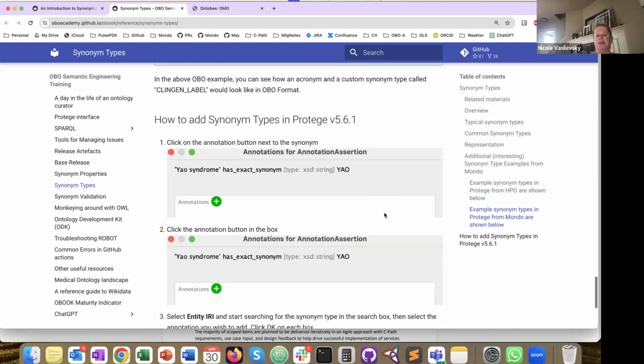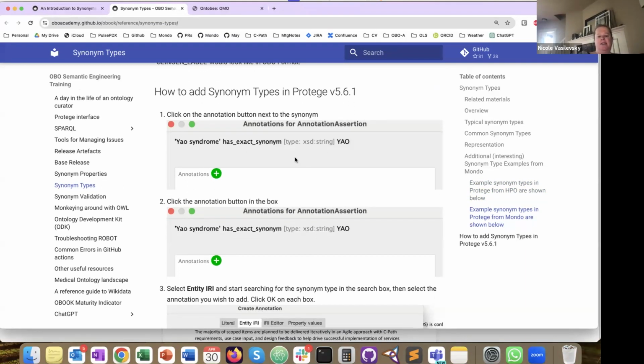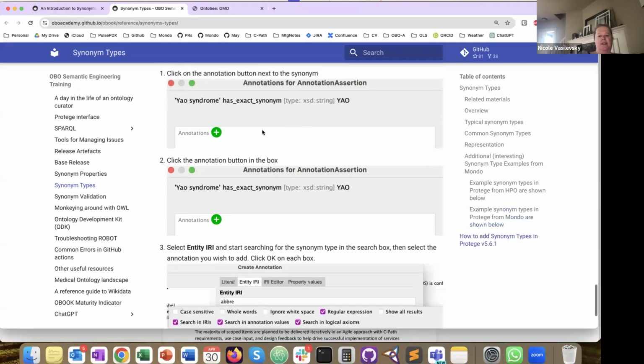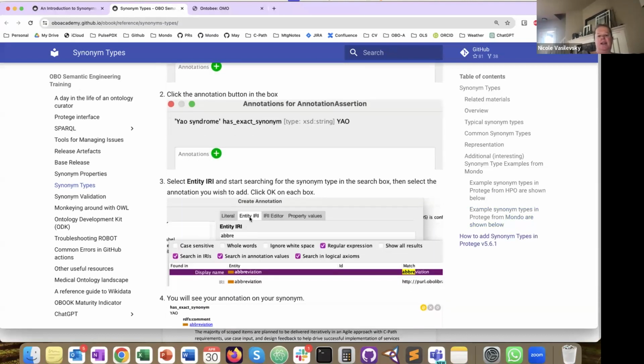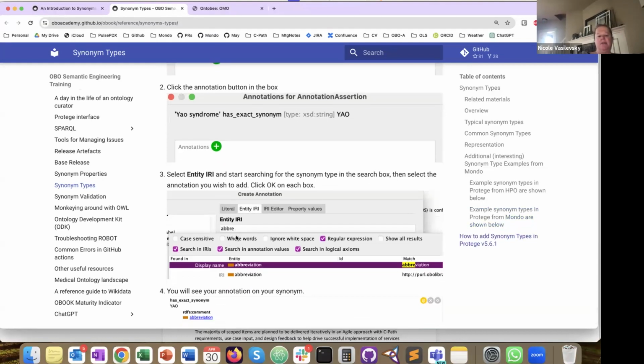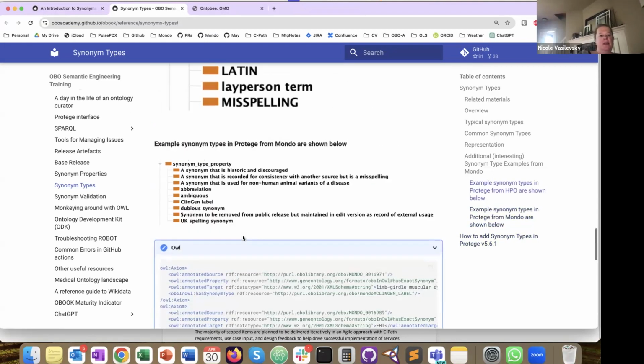And then I just included this, just FYI, how to add the synonym types in Protégé in this current version that I think we're all using now. You kind of have to do this autofill here. So if you click on adding the annotations, and then you just go to the entity IRI and start typing in the type of synonym you want, and then it'll autofill, then you can add it to your term.